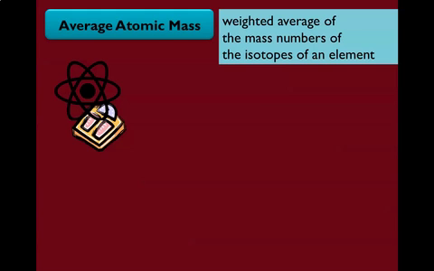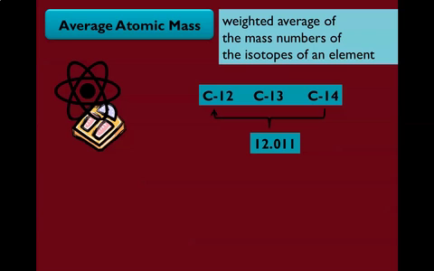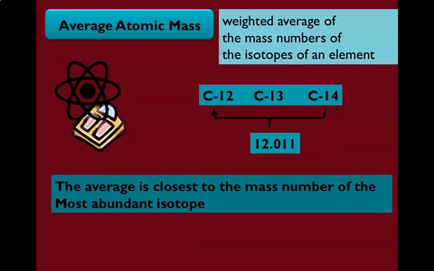You can't actually have an atom with a decimal number in the mass because you can't have a partial neutron or a partial proton. So for instance, it will take C12, C13, and C14, which was our carbons that we were just talking about on the last slide. The most common is carbon 12, but there are a few instances where you can find carbon 13 and carbon 14, and they weigh it out, and they get an average of 12.011, and that's what's on the periodic table. The average is going to be closest to the mass number of the most abundant isotope, which means the most common one, which in this case was carbon 12.